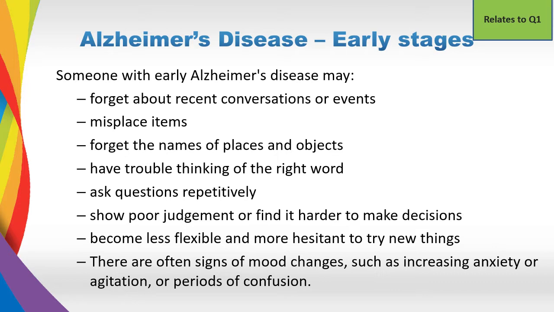In the early stages of Alzheimer's disease, somebody may forget about recent conversations or events. They might misplace items or forget the names of places and objects. They might really struggle to think of the right word. They might ask questions repetitively over and over. They might have poor judgment or find it hard to make decisions. They might become less flexible and more hesitant to try new things. There are sometimes mood changes as well, such as anxiety, agitation, and periods of confusion.